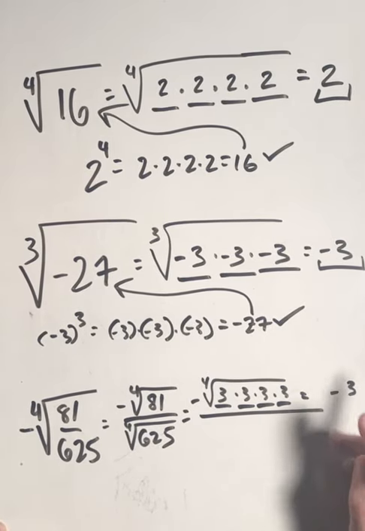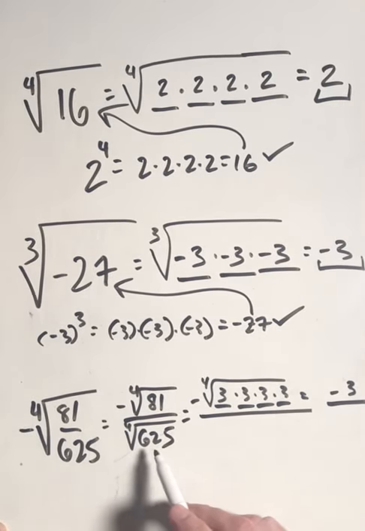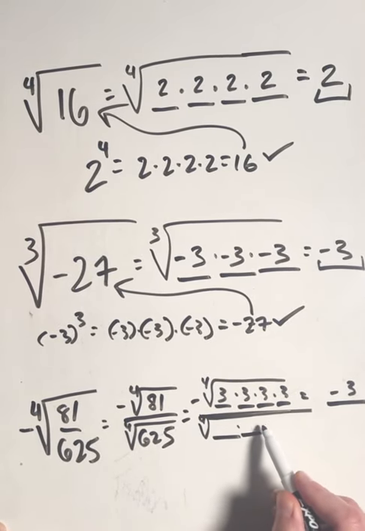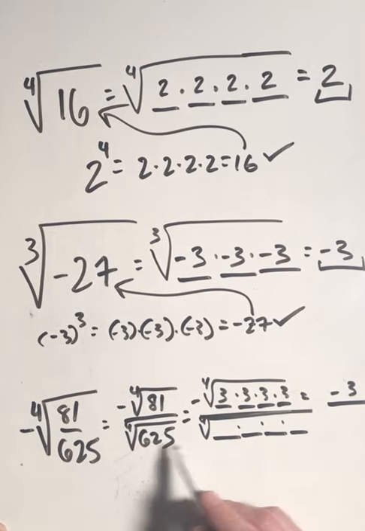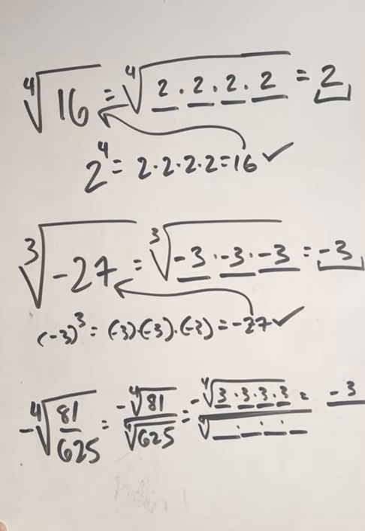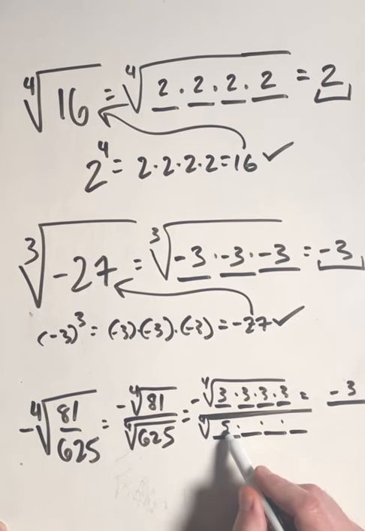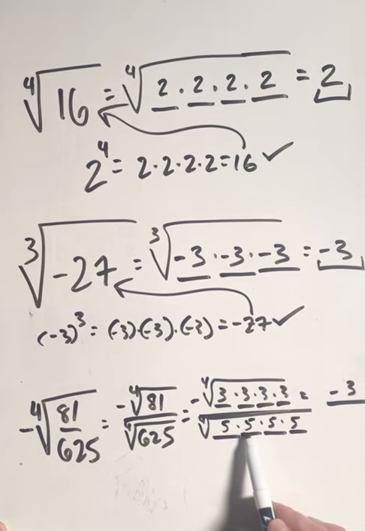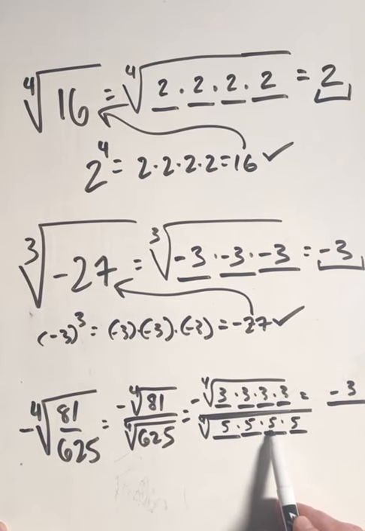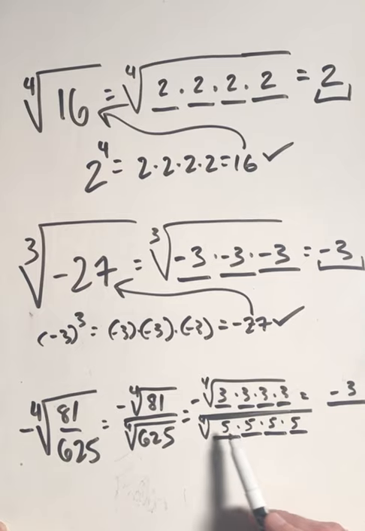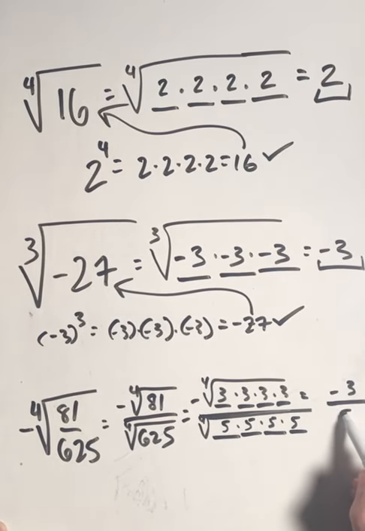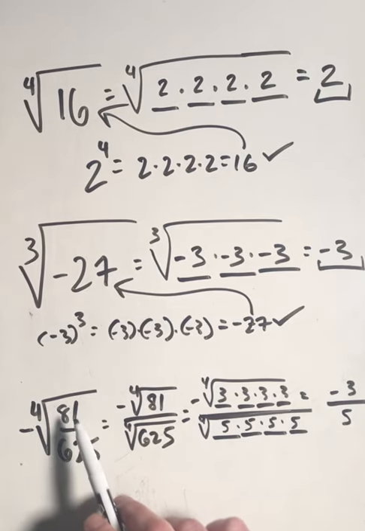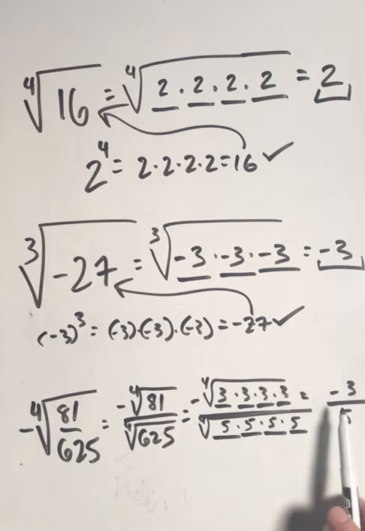Here, the fourth root of 625, so I'm looking for one number that is the product of one number 4 times that equals 625. Well, it ends in a 5, so the first number I'm thinking of is 5. 5 times 5 is 25, times 5 is 125, times 5 again is 625. So the fourth root of 625 is 5. Therefore, the negative fourth root of 81 625ths equals negative 3/5.